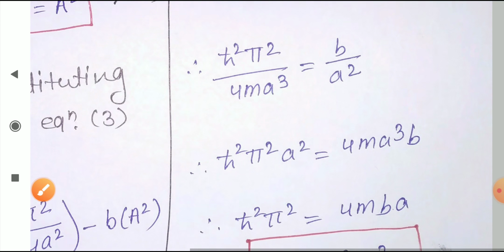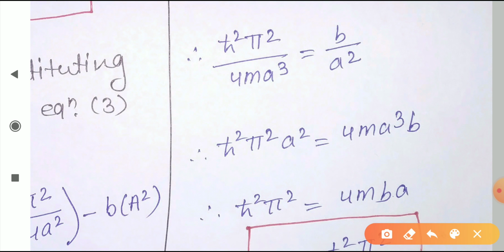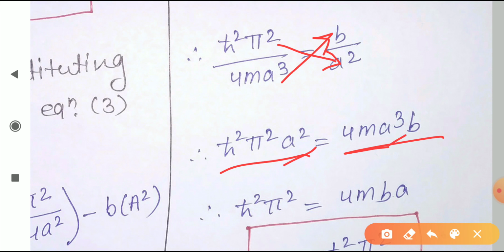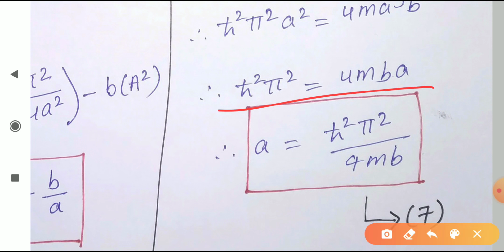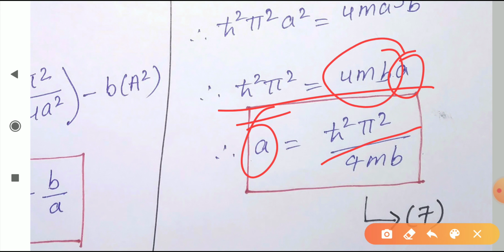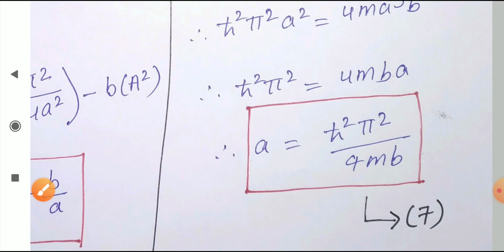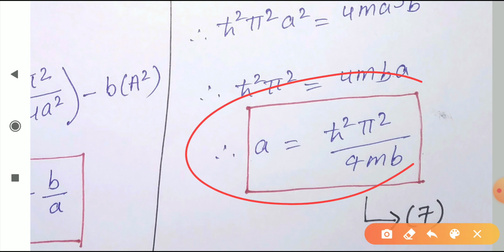So we'll get this term. When we solve this, we get the value of a. So we can do the cross multiplication, and we'll get this answer. Here we have a², here we have a³, so they will cancel each other. Here we'll get only a. Clear? So the value of a is ħ² π² upon 4 m b. So this is the value of the variational parameter that we have got.